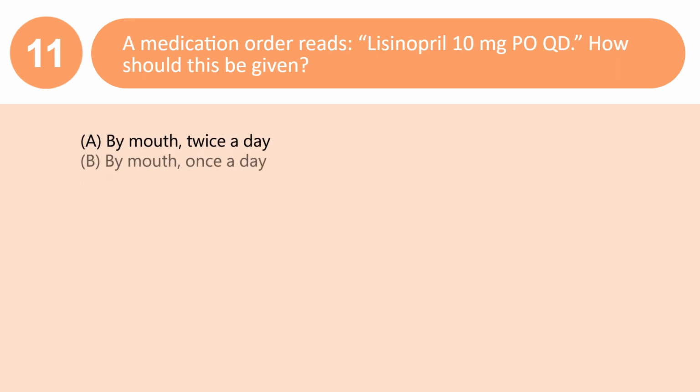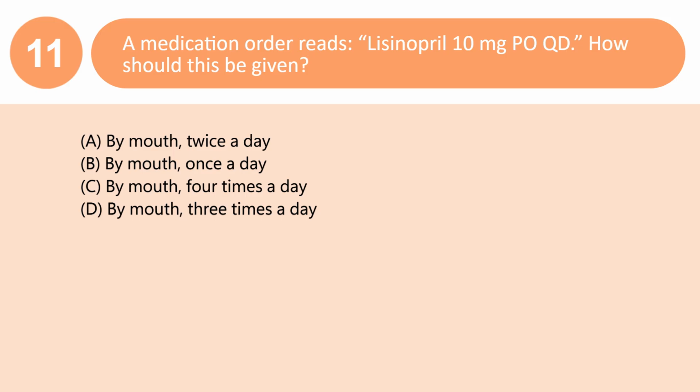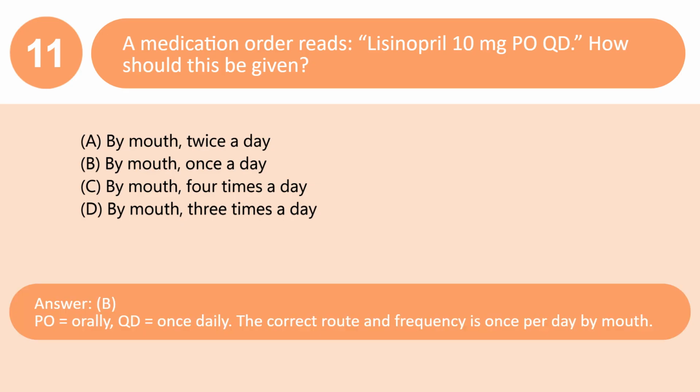A medication order reads, lisinopril 10 mg PO QD. How should this be given? A. By mouth, twice a day. B. By mouth, once a day. C. By mouth, 4 times a day. D. By mouth, 3 times a day. Answer, B. PO equals orally, QD equals once daily. The correct route and frequency is once per day by mouth.